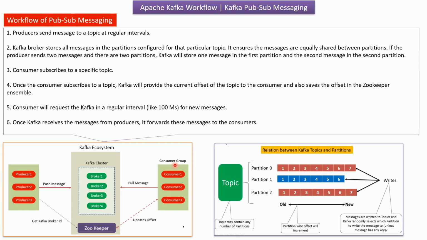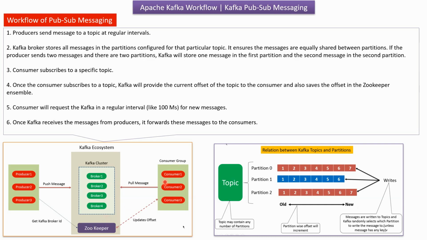Here you can see the consumer group. It has three consumers. A consumer subscribes to a specific topic. Once the consumer subscribes to the topic, Kafka will provide the current offset of the topic to the consumer and also save the offset to Zookeeper.